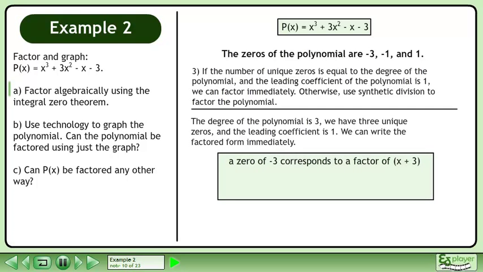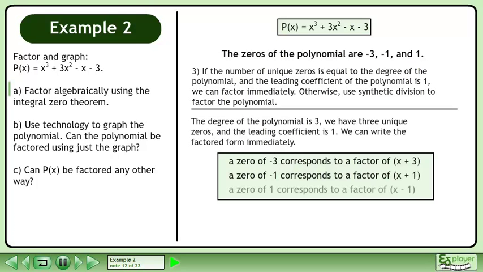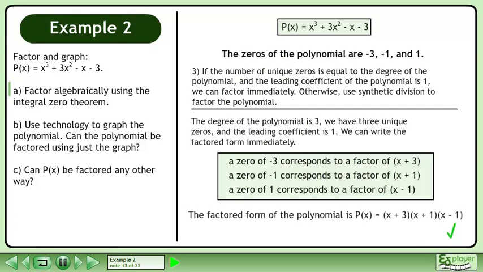A zero of -3 corresponds to a factor of x plus 3. A zero of -1 corresponds to a factor of x plus 1. A zero of 1 corresponds to a factor of x minus 1. The factored form of the polynomial is p of x equals x plus 3 times x plus 1 times x minus 1.